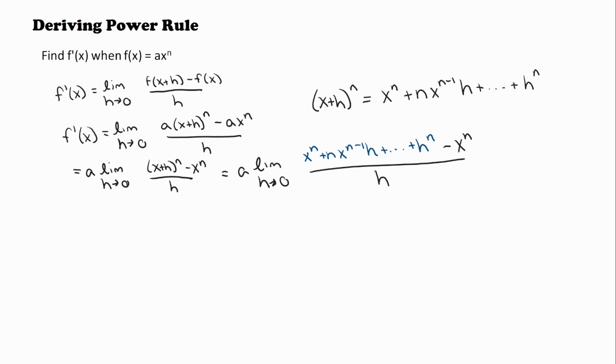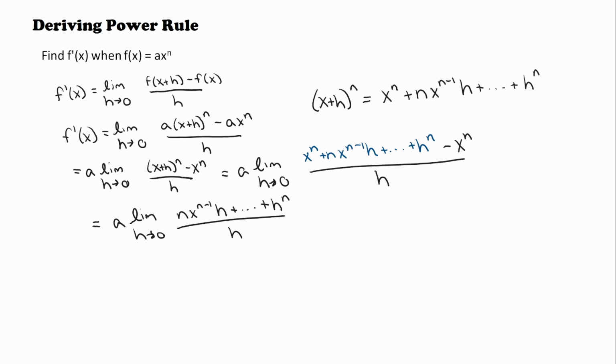As we can see, and from prior examples that we have seen, we can cancel out our x to the n's in the numerator. We're going to be left with a times the limit of h going to 0 of n times x to the n minus 1 times h to the first power, plus all the intermediate terms, plus h to the n, divided by h. The one key piece here is that all of the intermediate terms will have powers of h squared and higher, up until we get to h to the n power.